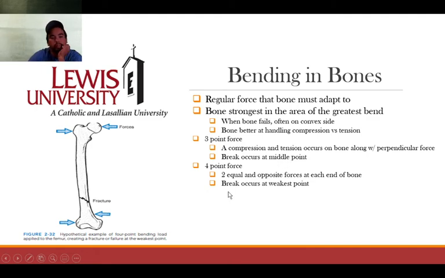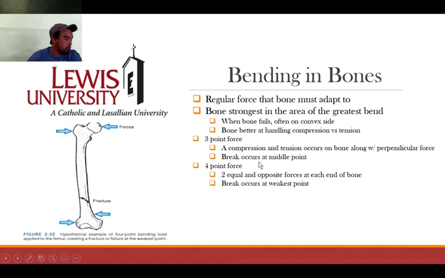Bending in bones is a regular force that bone must adapt to, right? Because we get those compressions and bending there. Bone is strongest in the area of the greatest bend. So when bone fails, it's often on the convex side. Bone is better at handling compression versus tension, okay? We have what they call a three-point force when it does break. It's a compression and tension occurs at the bone along with a perpendicular force. So the break occurs at the middle point.